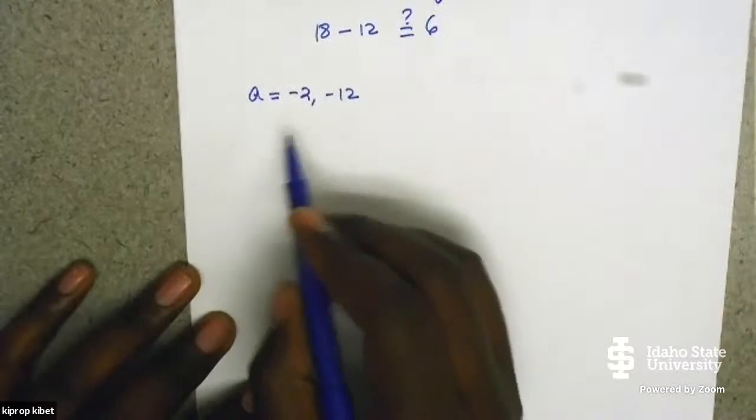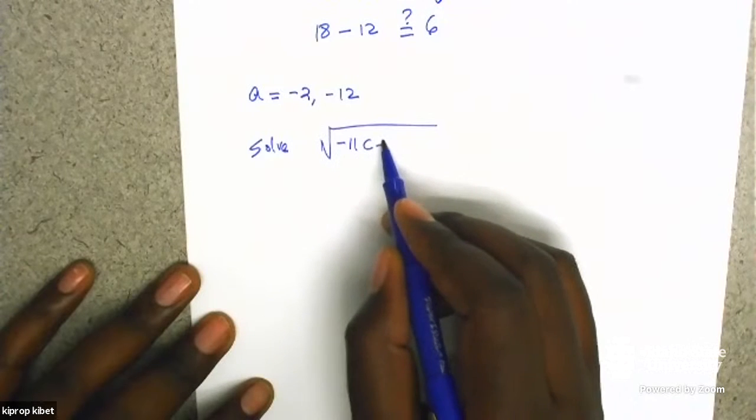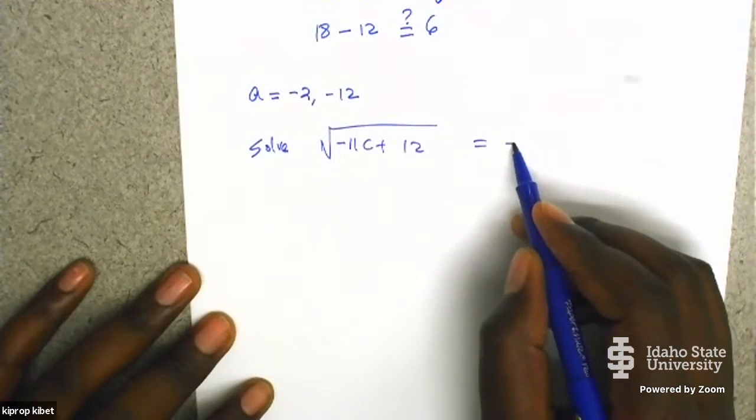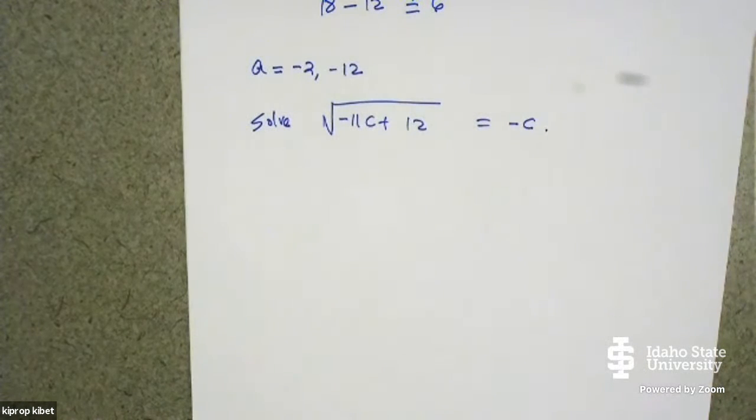Okay, now solve the square root of minus 11c plus 12 equals minus c. Solve the value of c. You will not dismiss this one so easily because there is a negative there. But the issue is we don't know what that c is. So we need to look for the value of c.